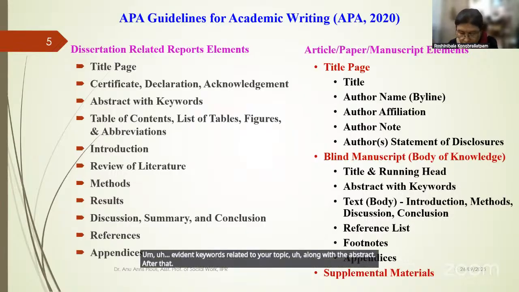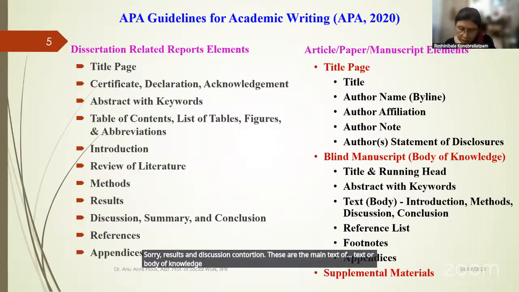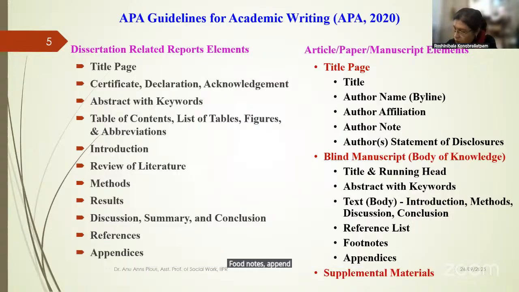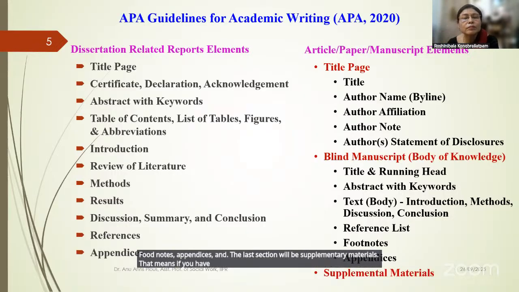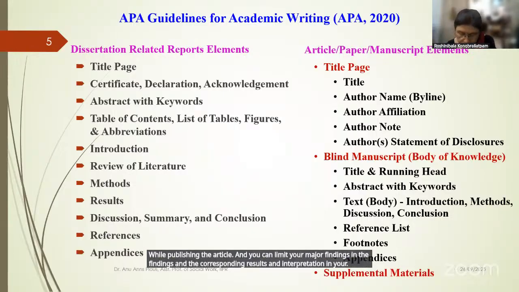After that, introduction will be there, methods will be there, results and discussion, conclusion. These are the main text or body of knowledge, followed by reference list, footnotes, appendices, and the last section will be supplementary materials. That means if you have a large set of analysis and no need to present all the preliminary analysis in your study, in that case, you can give your preliminary analysis in a supplementary material that will be attached as a separate document while publishing the article. And you can limit your major findings and the corresponding results and interpretation in your actual manuscript.